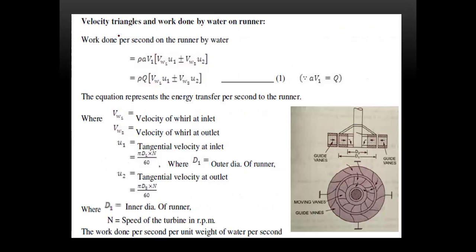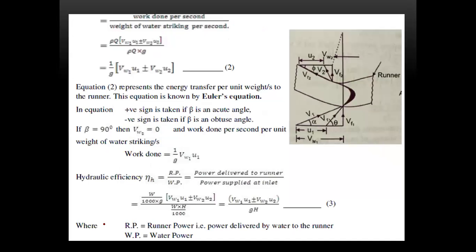Coming to the velocity triangles and the work done by the water on the runner. So for this Francis turbine, the velocity triangles and the work done by the runner, the work done per second. So this is the value, right? We have done all this in the class notes. Just recall it. So Vw1, V1, U1, U2, diameter D1, N, right?